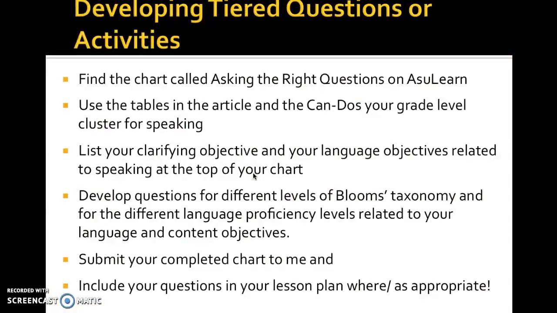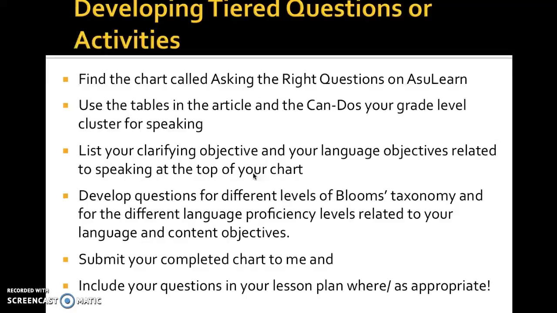So what you're going to do is just find the chart on As You Learn called Asking the Right Questions, and it's the blank version. I have one that has my examples on it. And then you're going to use the tables in the article, the tables that show the different concepts that are covered by Bloom's taxonomy and language functions that we can use and teacher prompts that we can use. And you want your can-dos for your grade level cluster for speaking, and you want your lesson proposal or your lesson plan that you're drafting.